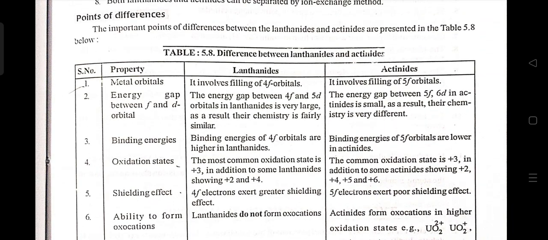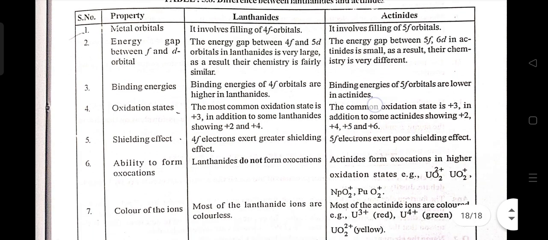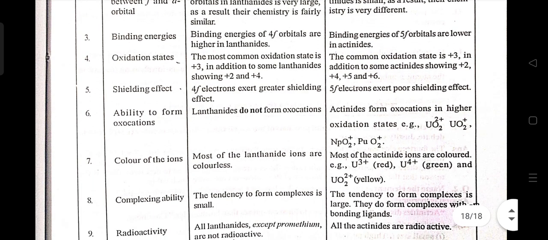Metallic orbitals: lanthanides involve the filling of 4f orbitals, whereas actinides involve the filling of 5f orbitals. The energy gap between 4f and 5d orbitals in lanthanides is very large. In actinides it is very small. The binding energies of 4f orbitals in lanthanides are higher, whereas the binding energies of 5f orbitals in actinides are lower than in lanthanides. Oxidation state: the most probable oxidation state is +3 in lanthanides, whereas in actinides, in addition, +2 and +4 are also seen.